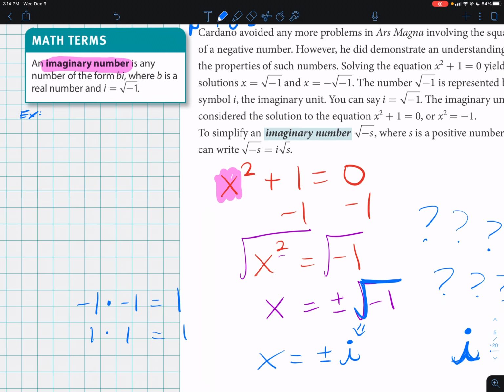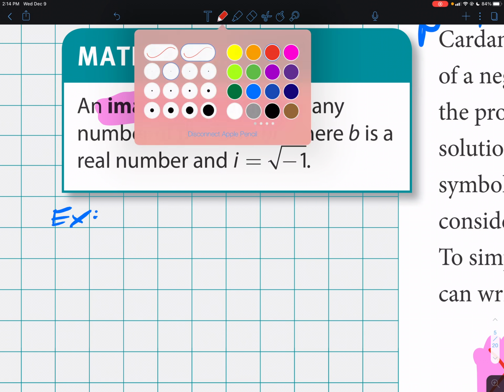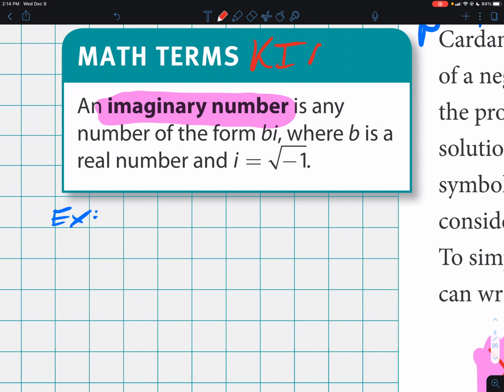And so you can add this to your vocabulary sheet, or Chem charts, if you're keeping track of that and using it to study. An imaginary number is any number of the form bi, where b is a real number and i is the square root of negative 1. So for example, if I have 5i, that can be rewritten as 5 times the square root of negative 1.